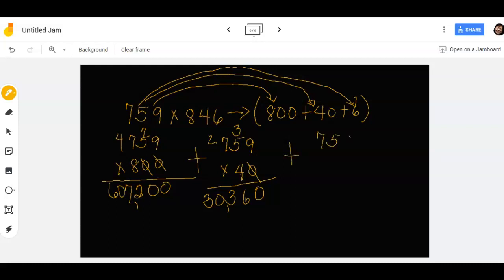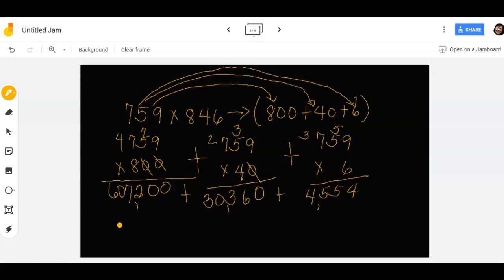759 times 6. So 6 times 9 is 54, 4 carry 5. 6 times 5 is 30, plus 5 is 35. So 5 carry 3. 6 times 7 is 42, plus 3 is 45. My third partial product is 4,554.